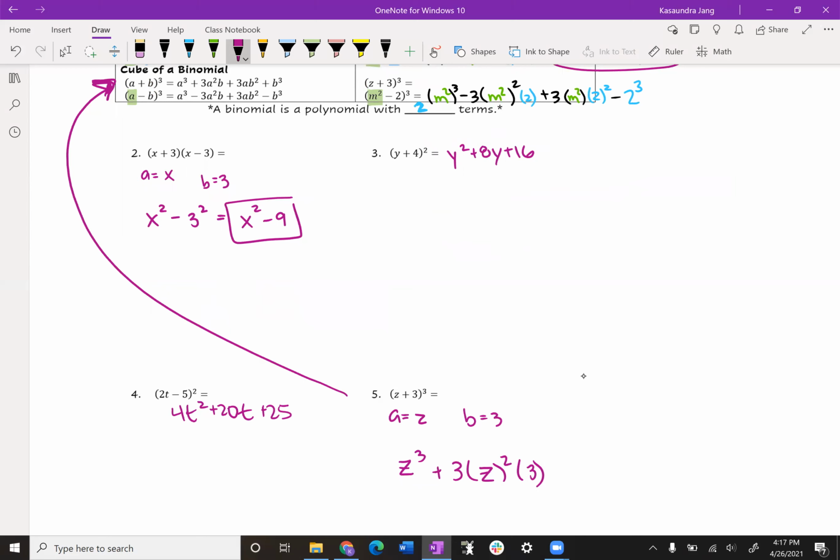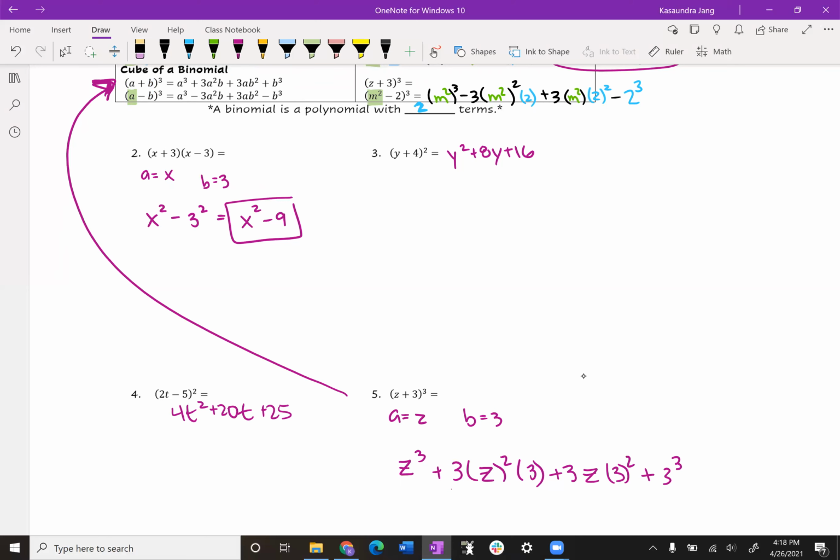So this is my 3a squared b. All right, next up then I have another 3, 3ab squared. Okay, so the 3a, just plain a, which in this case the a is a z, and then b is the one that got squared, so my b, 3, got squared. All right, so we took care of that term. And last but not least is the plus b cubed, which my b is a 3, so like plus 3 cubed.